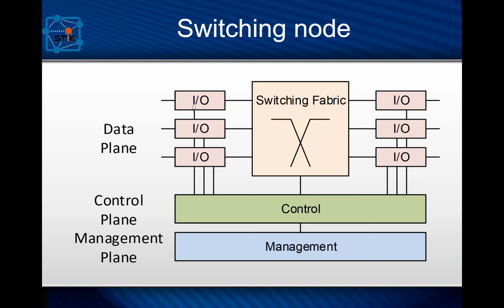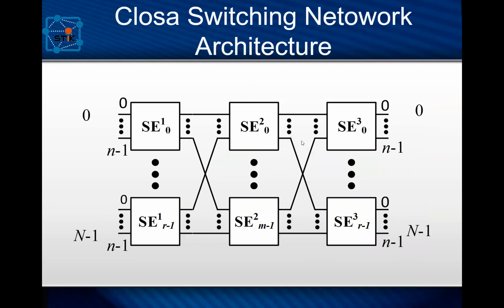The switching fabric is the central element of the switching node. Here are various architectures of switching fabrics. In the research presented in this paper, I focus on the closed switching fabric architecture. Such a switching architecture is presented on this slide. The closed switching fabric is built with three sections of switches: the first section, the second or middle section, and the last or third section of switching elements presented here.